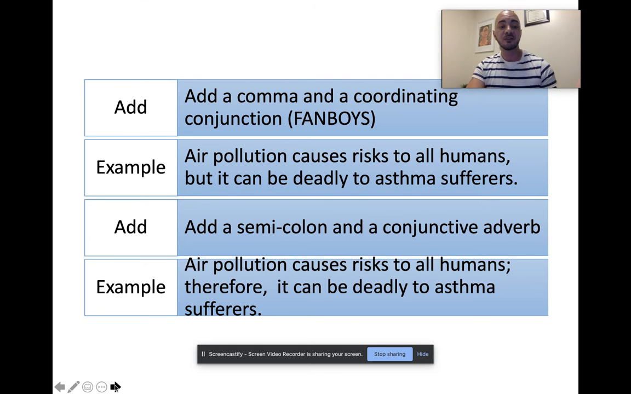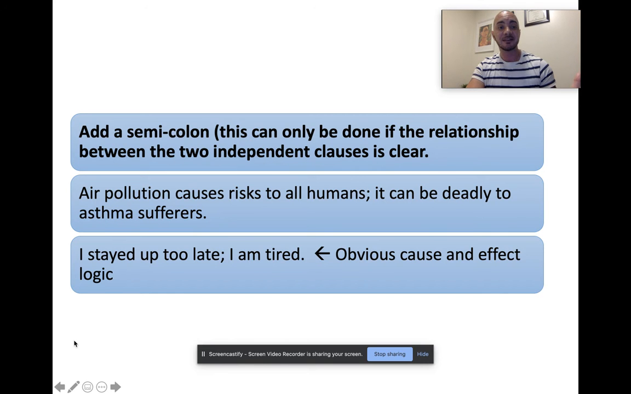So one way to fix a run-on is to turn it into a compound sentence. Another way that you can do this is by just adding a semicolon between the two simple sentences. This can be done if the relationship between the two independent clauses, or two simple sentences, is very clear. So for instance, air pollution causes risks to all humans; it can be deadly to asthma sufferers. While this sentence is grammatically correct, it's probably not the best use of a semicolon.